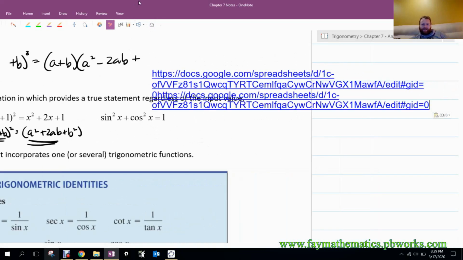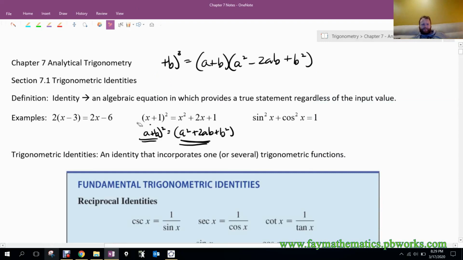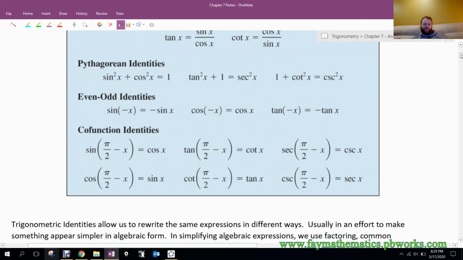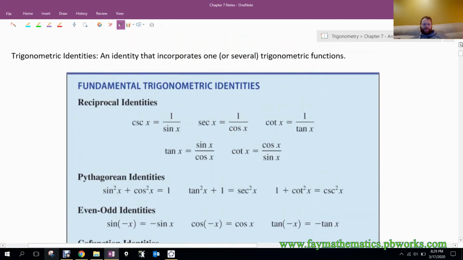No matter what I plug in, sorry about that. No matter what I plug in, the left-hand side is going to be identical to the right-hand side. The number one trig identity that we have seen already in chapter 5 and 6 is that guy right there. Sine squared x plus cosine squared x equals 1. Whatever you put in for x, add these together, you're always going to get 1. Okay. So a trigonometric identity is an identity that incorporates one or more trig functions.